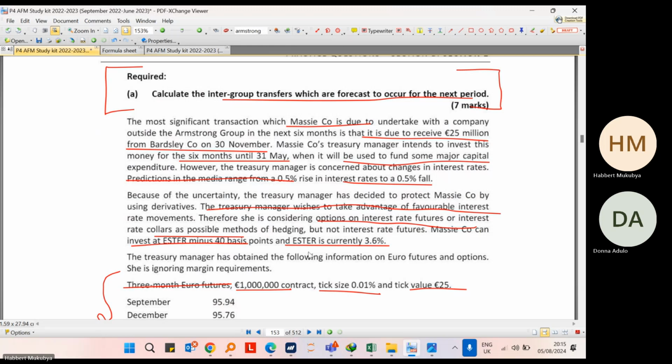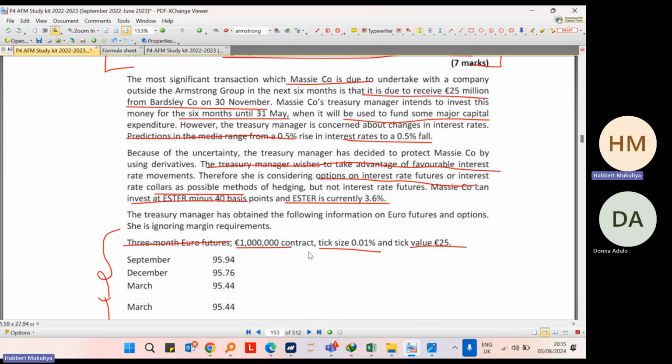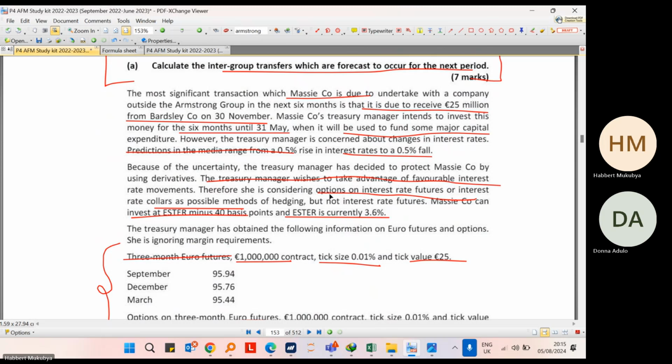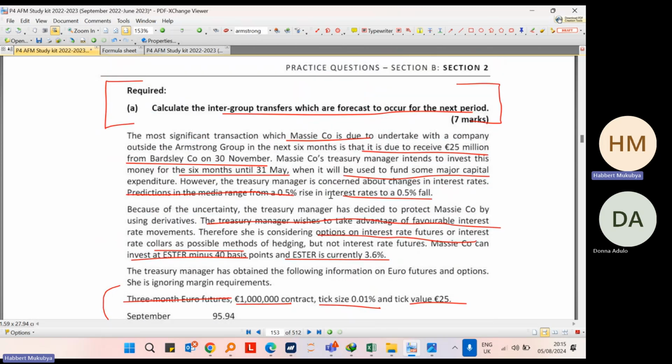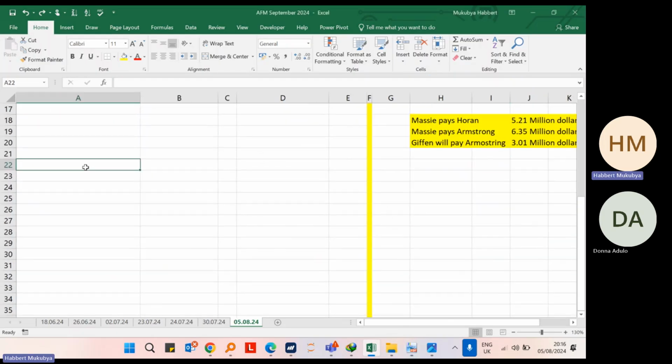So the second part was the one of the receipt. They told us that we are supposed to use 2 things, because they are going to receive money and then we want to invest it. So remember, the company is going to receive some money in 6 months, 25 million on 30th November. Then they want to invest the money until 31st May. So now with interest rate, because I thought this question was going to go straight to FX.